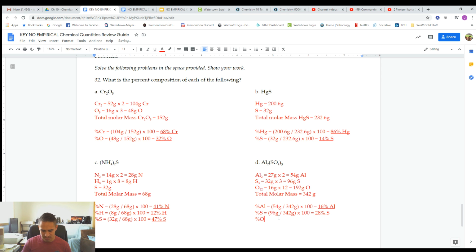And then the last one here is the oxygen. So this is going to be 192 grams divided by 342 grams, times it by 100 to finally get that percentage. And that's probably going to be the largest of all 3 percentages because it's 192 grams out of 342. So it is by far the most of all of them. And we get, again, whole numbers here, 56% for oxygen. And again, just to double check to make sure that these add up properly, let's add 56 plus 28 plus 16. We get exactly 100%, which is what we should have.